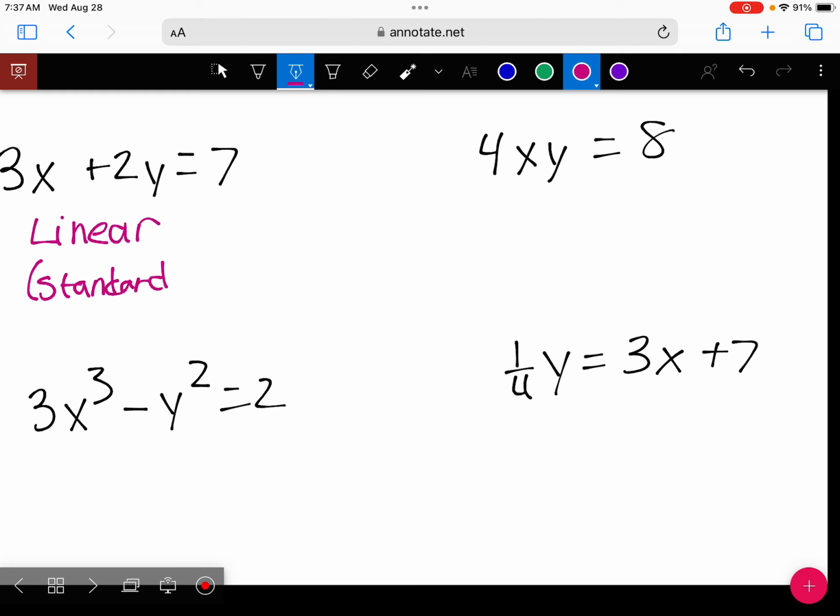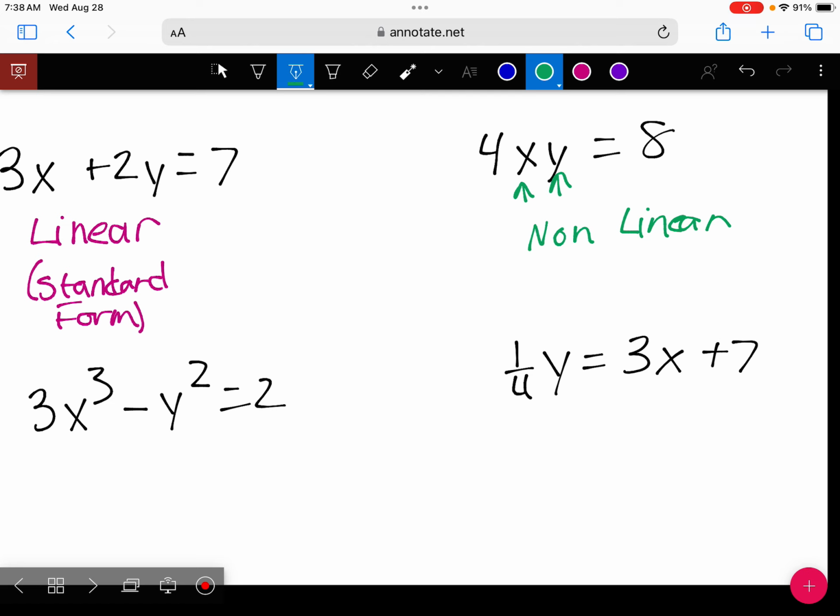The next one next to it is not. Why? It's got an x multiplied by the y. Still not linear. So this one is nonlinear. If my variables are being multiplied together instead of being added together, it's nonlinear. Mostly, if we see anything gross, it's not a line.